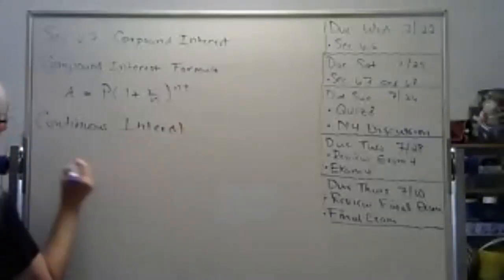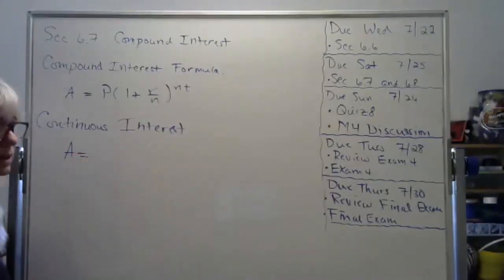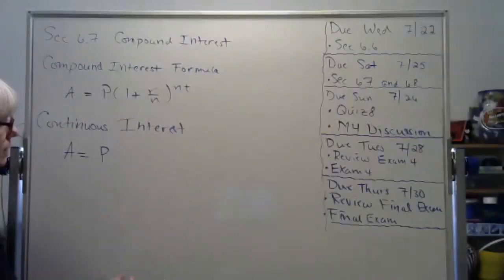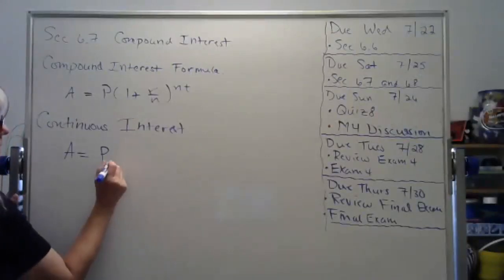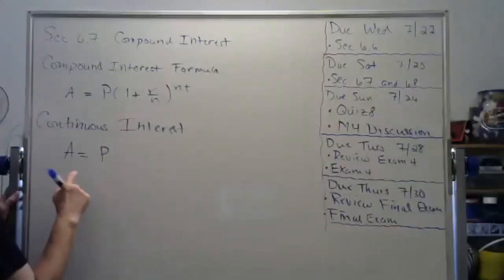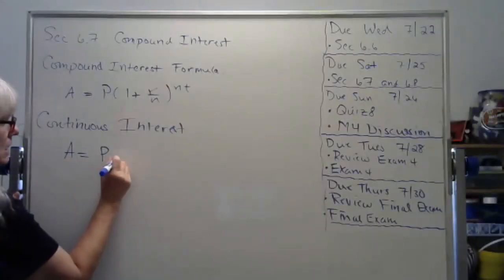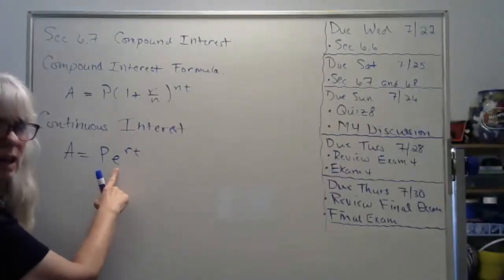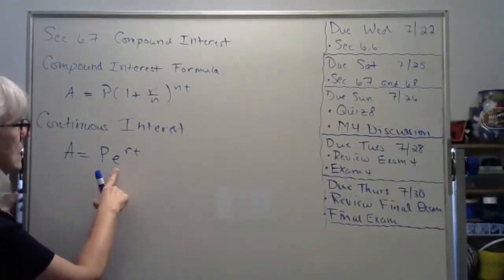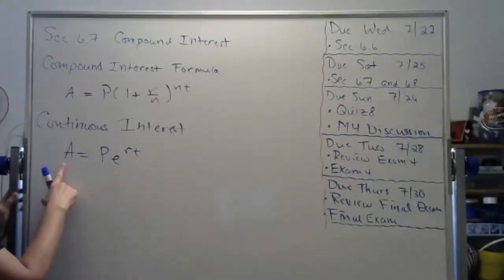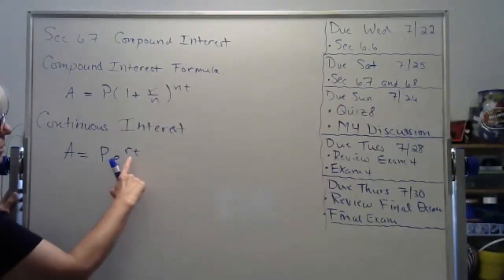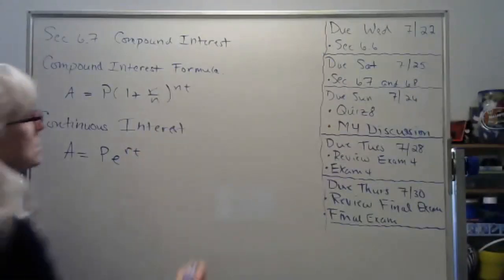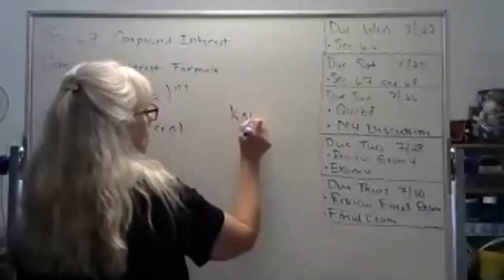Which simply means that the interest is being added on all the time. So not at the end of the day, not at the end of the quarter, not at the end of the year, but continuously. So continuous interest, which is the easy one to remember, is A equals P e to the rt, and that's our friend that we talked about last week, that 2.7183. That's e again. So A is still the amount at the beginning of time, P is still your principal, r is your interest rate, and t is your time in years.